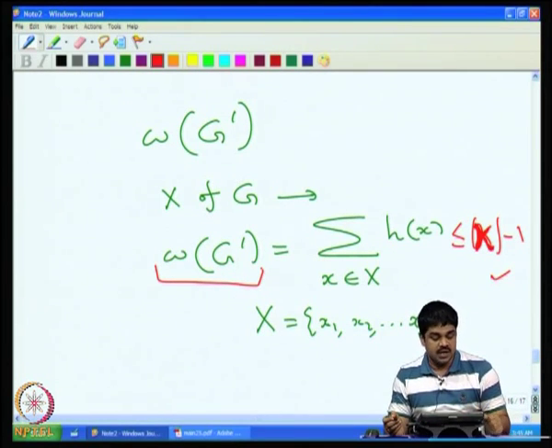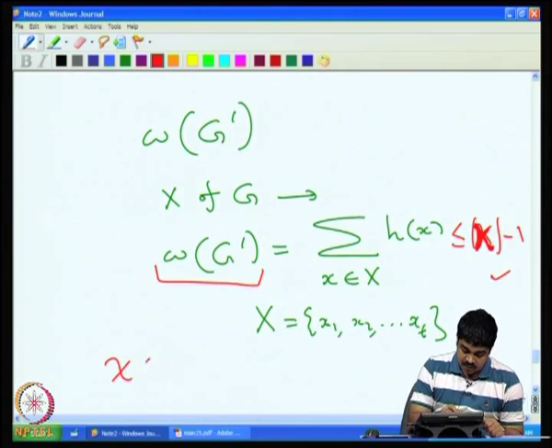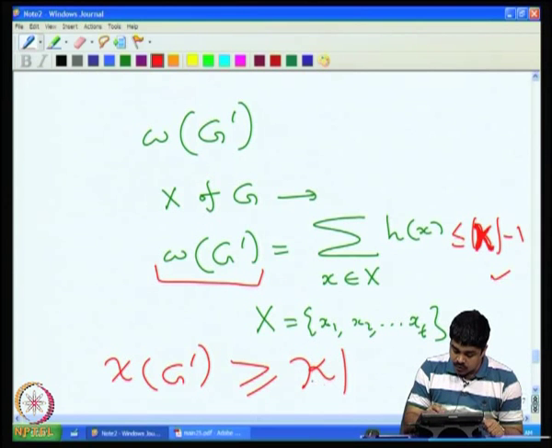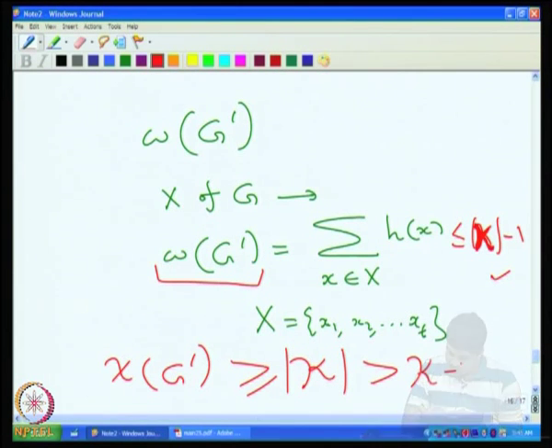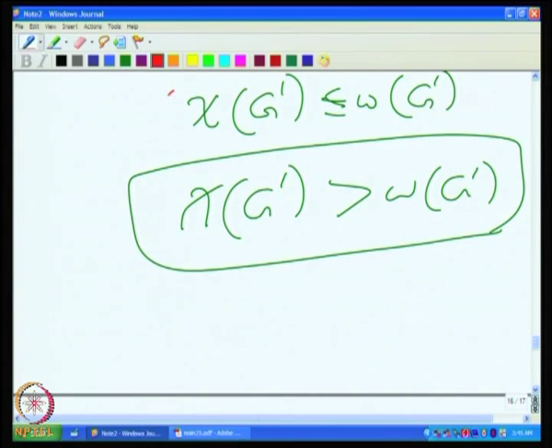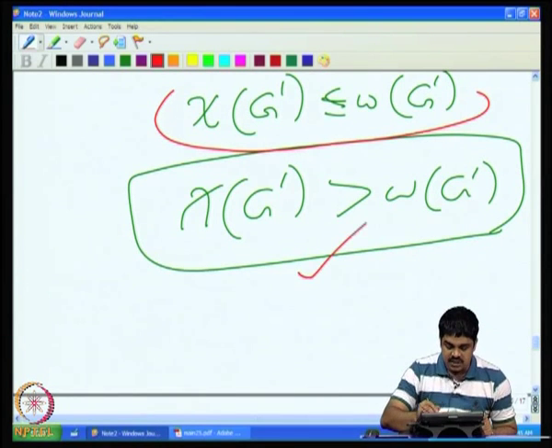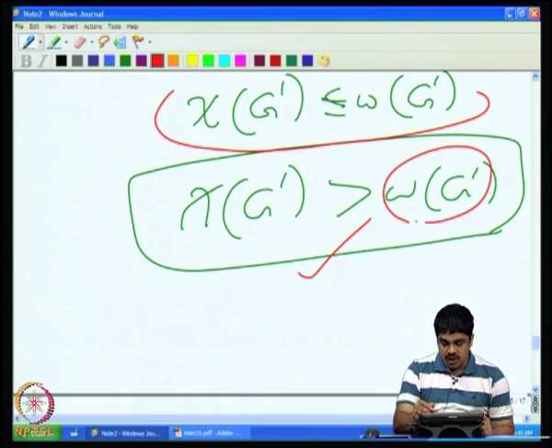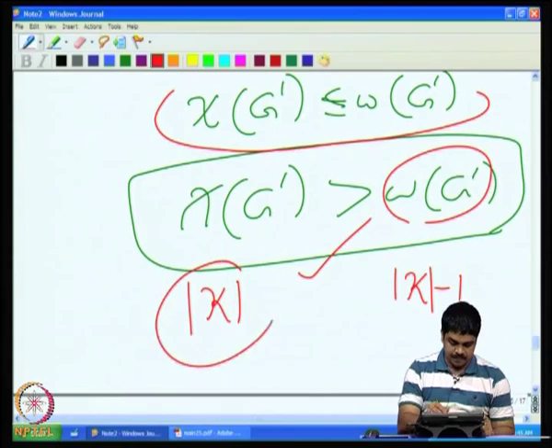Now, we will show that chi of G dash is strictly bigger than that. We will show that chi of G dash will be greater than or equal to k, which will definitely be strictly bigger than k minus 1, which is greater than or equal to omega of G. This is a contradiction, because it is a perfect graph, so chi of G dash has to be equal to omega of G dash. But it turns out that this is only k minus 1, and we will show that chi is at least k. So, that is strictly bigger.